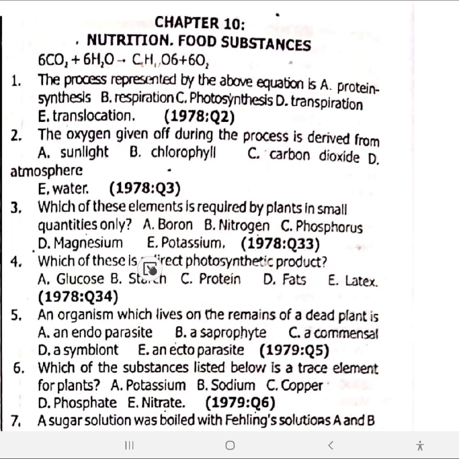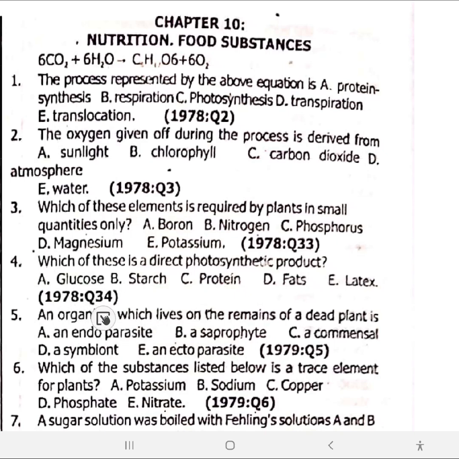Number 4, which of these is a direct photosynthetic product? Glucose is a direct photosynthetic product, while starch is an indirect photosynthetic product. We move to our next question, question 5. So number 4 is option A.